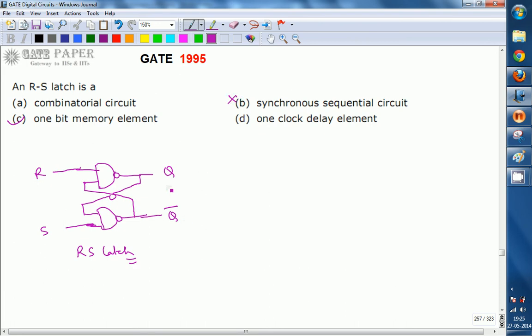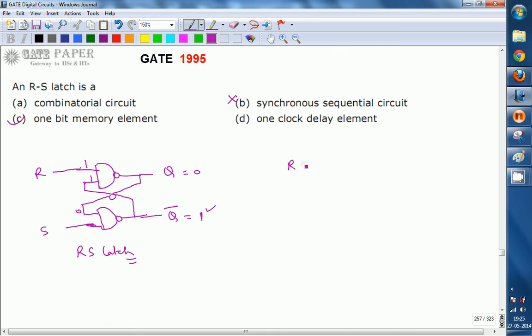Okay, and how can we say that it is a 1-bit memory element? Let us assume Q is equal to 0 and Q bar is equal to 1. This 0 is presented to one input of this NAND gate, making that input 0. That implies the output will always be 1. So you will get 1, and that 1 comes over here, and if you give R equal to 1, then Q is equal to 0.